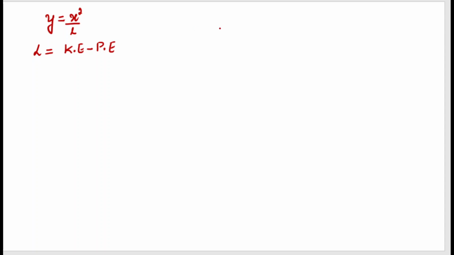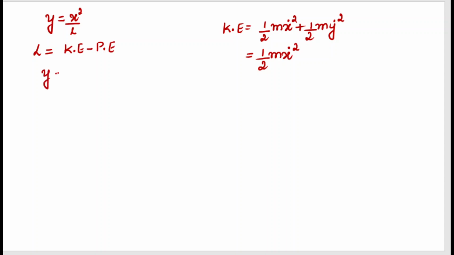So, how to find this kinetic energy? Kinetic energy is nothing but half of mv square. We have Cartesian coordinates, so it will be half of m into x dot square plus half of m into y dot square, right? I am going to keep x dot square as it is. Instead of y dot square, we have the y value, y equal to x square by L.